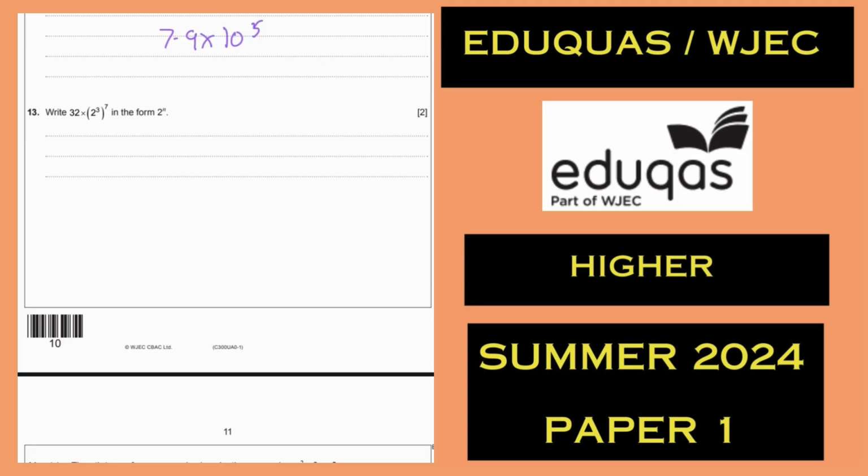Powers of 2, let's adjust both. So 32, 2 times 2 is 4, 8, 16, 32. 2 to the power of 5. Power to a power means multiply the powers. Finally, we can just add the powers and we're there.